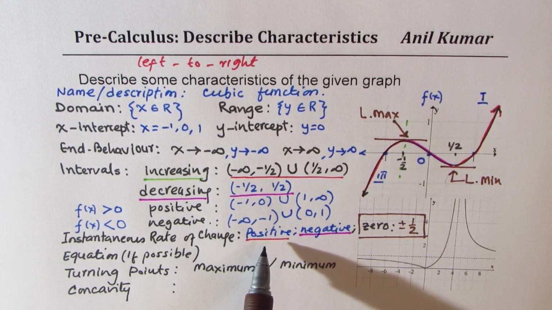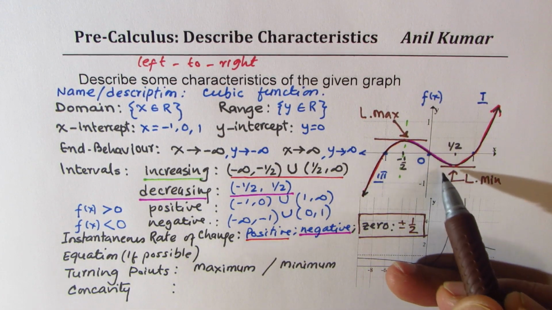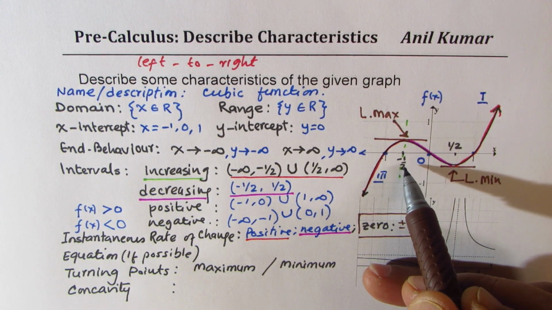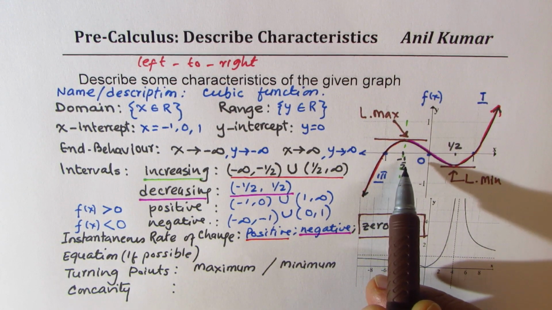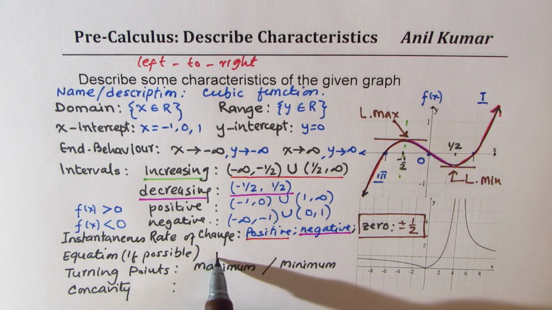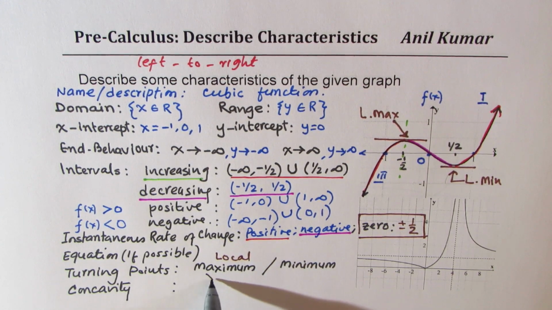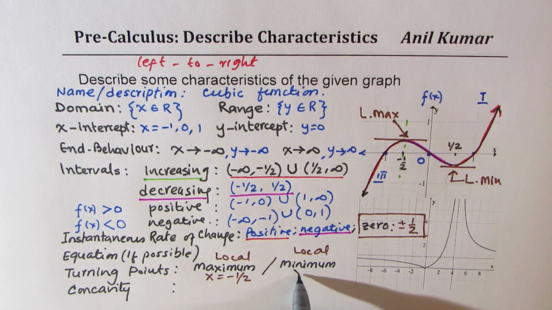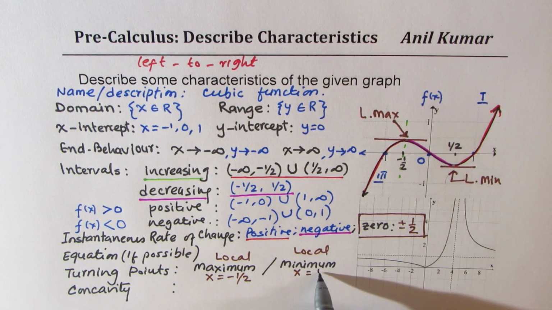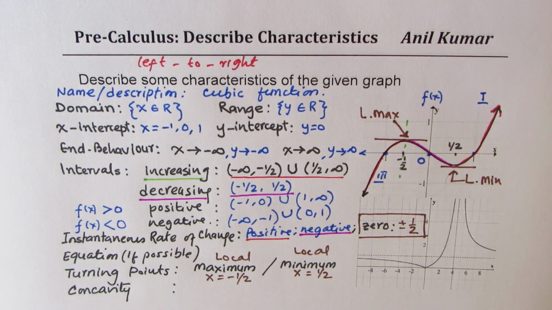So what we notice here is that it turns at minus half, and all the values very near to that are lower than the value at x equals minus half. So that is local maximum. So we have local maximum at x equals minus half, and we have local minimum at x equals half. Does that make sense? Now these are two very important points to be discussed when you are describing a graph.